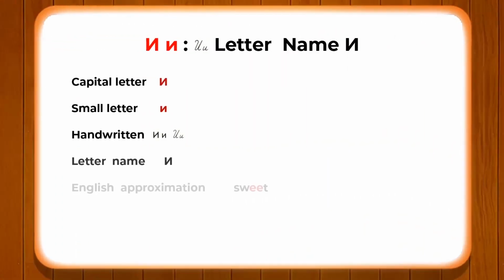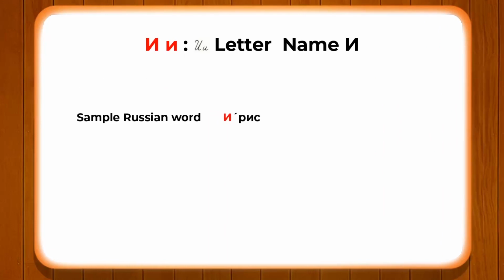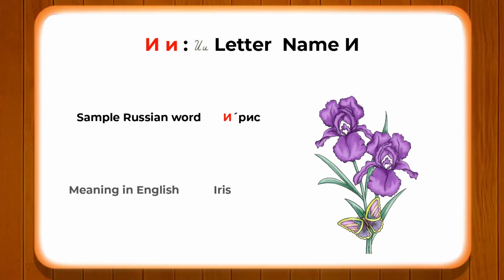Alright, now let's go ahead and see the next letter, E. E as in sweet. We also have a sample Russian word so that you can understand it properly, which is iris, which means iris.